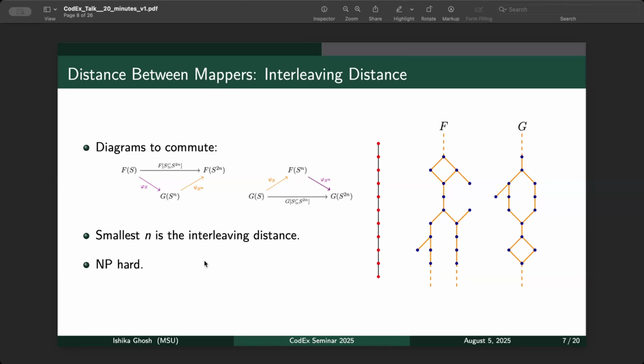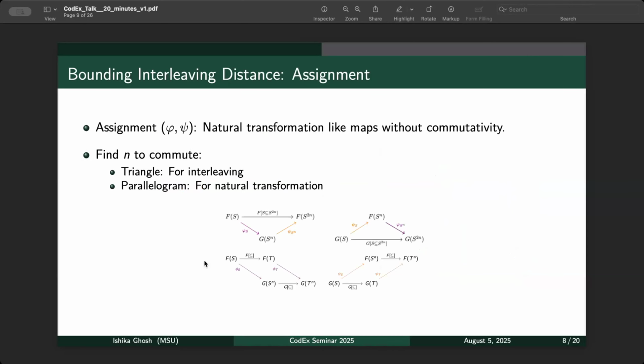And since there are a lot of open sets in my space, the computation is NP-hard. So we cannot compute interleaving. What we try to do is go around it. We define natural transformation-like maps, which are interleavings, but we define assignments. These are not technically natural transformations because they do not promise the commutativity, and we try to work on those.